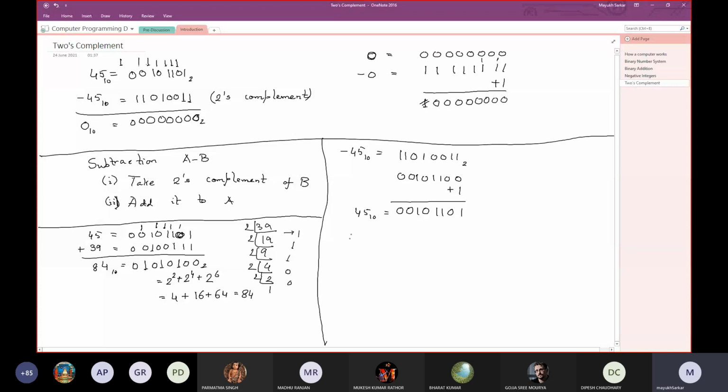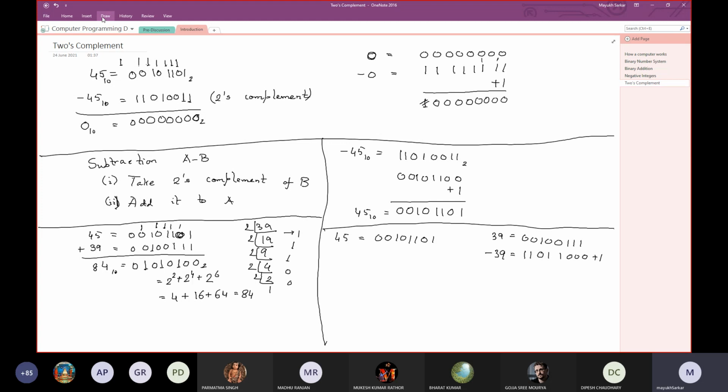we will do the subtraction. 45, that's 0 0 1 0 1 1 0 1, and 39 was 0 0 1 0 0 1 1 1. So minus 39 will be, if I take 2's complement, 1 1 0 1 1 0 0 0 plus 1. So if I add plus 1, this 0 will become 1, right? So I can simply write it directly to have 1 here.